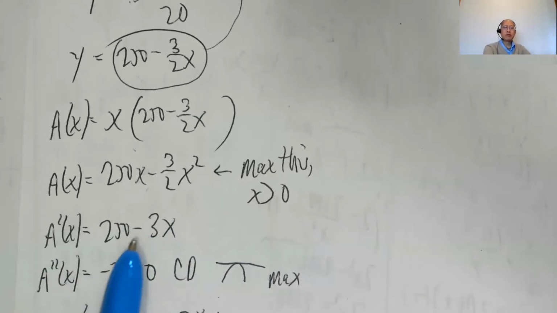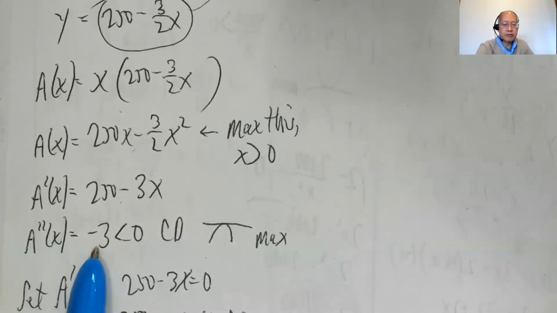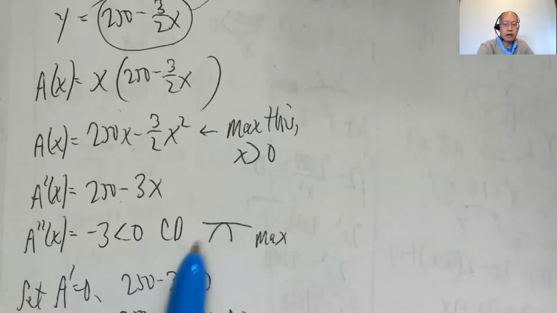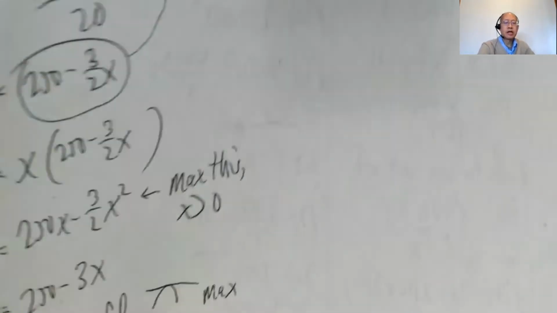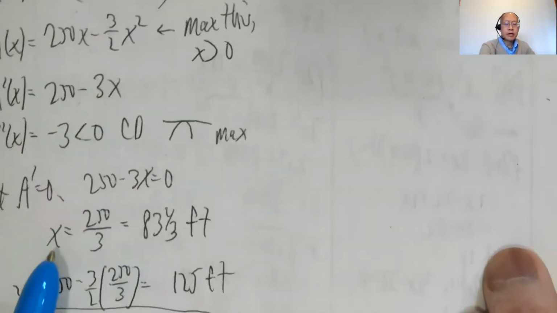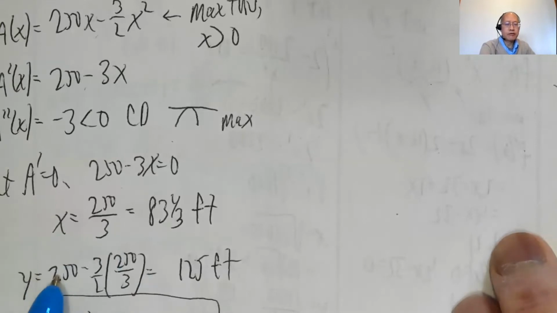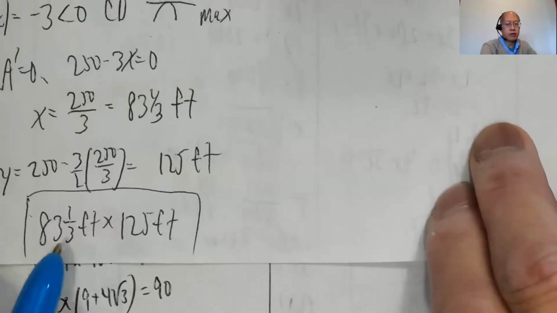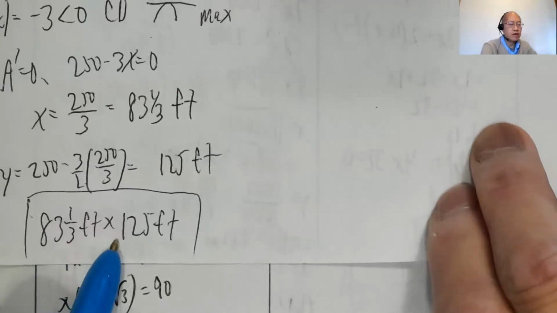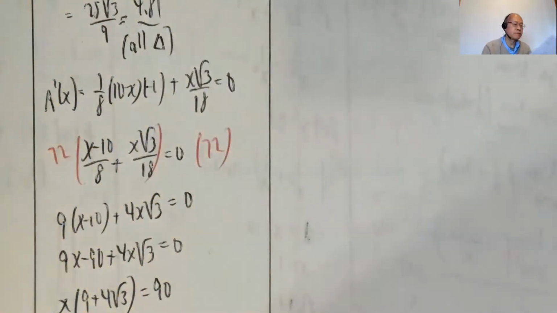So A prime is 250 minus 3x. A double prime is -3. That's less than 0. That means concave down. That means I have a maximum. So set A prime equal to 0. x is 250 over 3, or 83 1/3 feet. y is equal to 250 minus 3 halves x, 125 feet. So the dimensions are 83 1/3 feet by 125 feet to maximize the area.